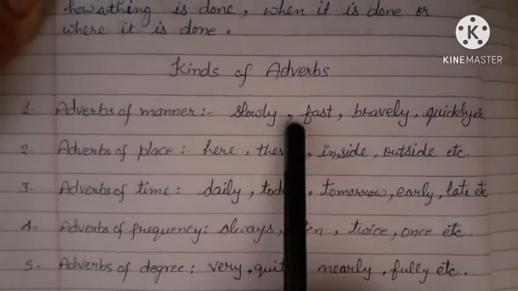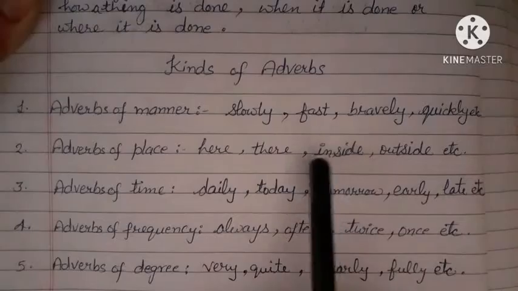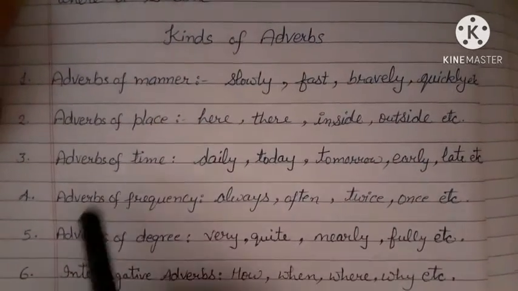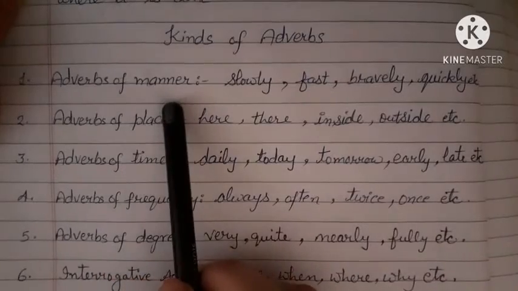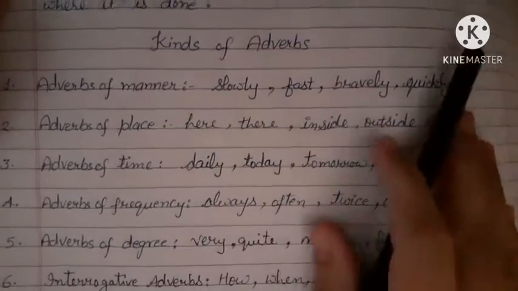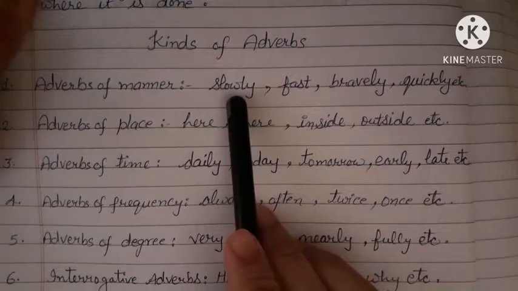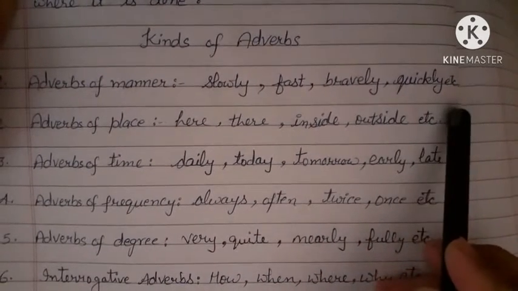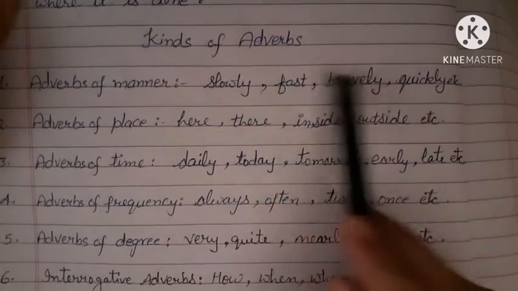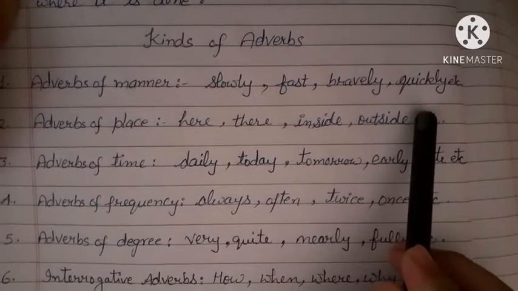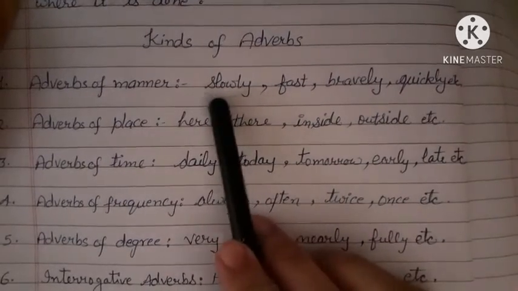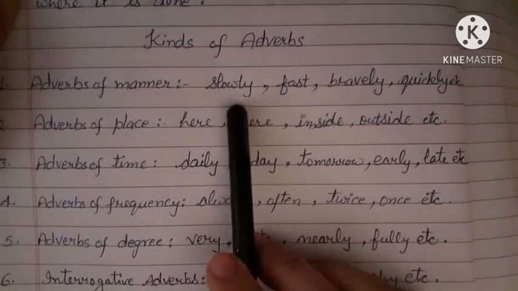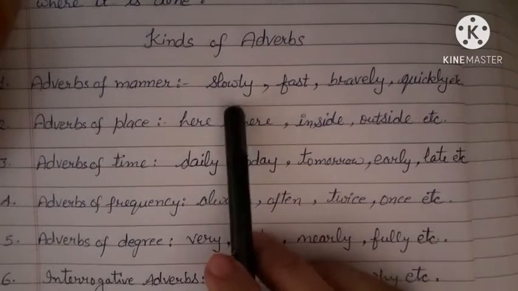Next है kinds of adverbs. There are 6 types of adverb. Number 1, adverbs of manner. Adverbs of manner, for example, slowly, fast, bravely, quickly, etc. These all are adverbs of manner. Slowly, for example, the tortoise moves slowly. Tortoise कैसे चल रहा है? Slowly, धीरे धीरे.